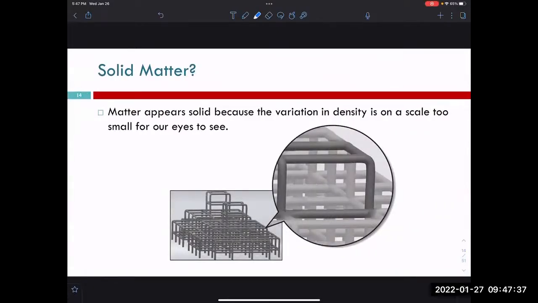One of the weird things is that we see matter as solid because of the scale that we exist at. But most of it is empty space. And if you were to zoom in far enough with a scanning tunneling microscope, you could see this empty space in solid matter.